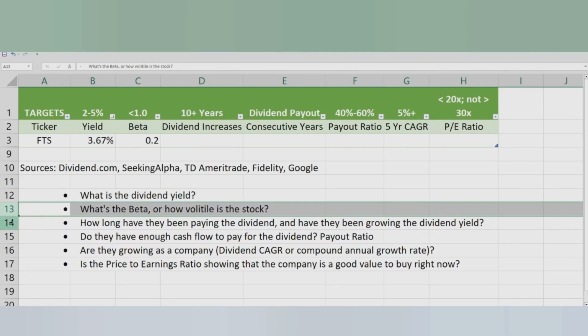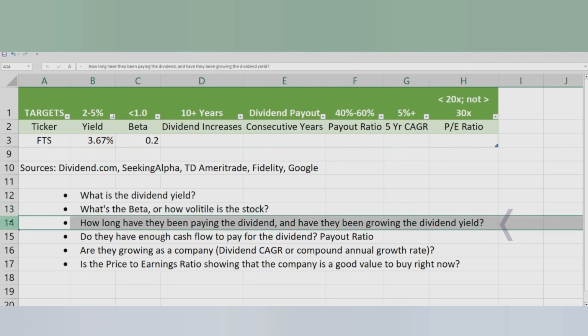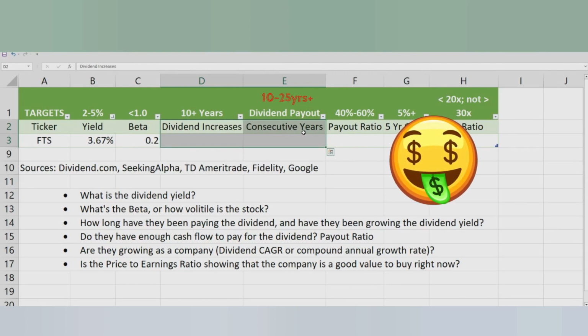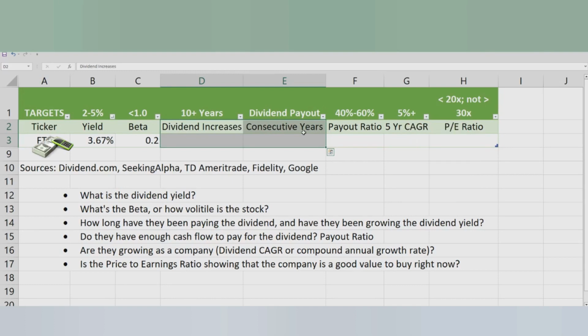Now we have to ask ourselves, how long have they been paying the dividend? And have they been growing the dividend yield? And so these are the next two boxes to fill out. How many years has Fortis been increasing their dividend? And have they been paying the dividend consecutively for a long time? I want to know that they are going to pay me my paycheck every single quarter without fail. And also, I want to know that they're going to give me an annual raise. So those are the two things that I'm looking for here.